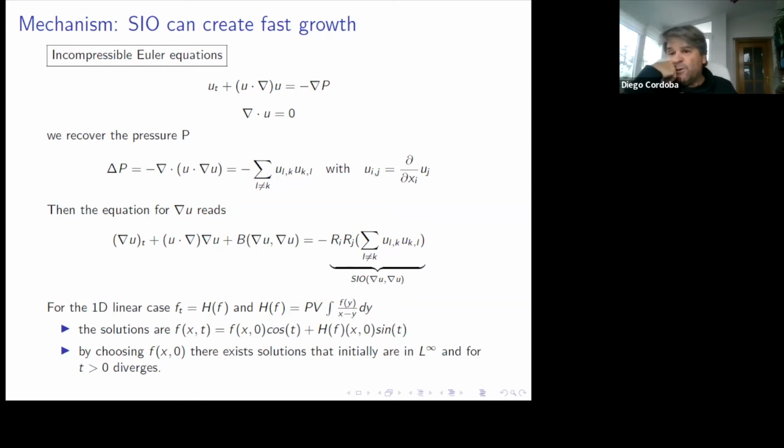So at time t equal to 0, the sine term is 0, and you have your initial data, which can be as small as you want. But if you cook up an initial data such that the Hilbert transform is unbounded, as time grows, your solution is unbounded. That's the idea. Okay? That's what's behind.